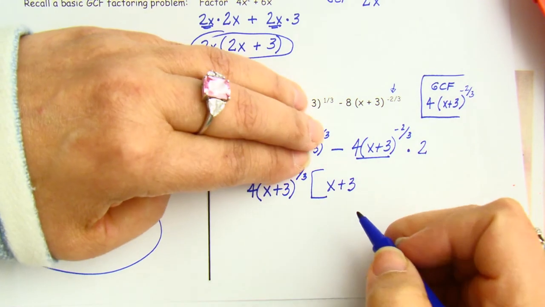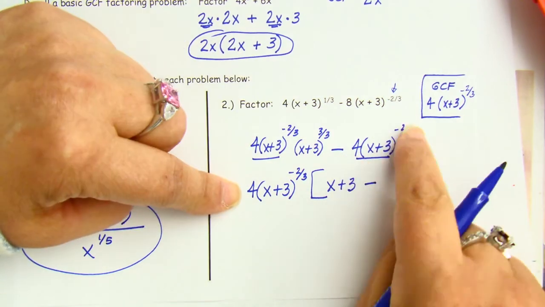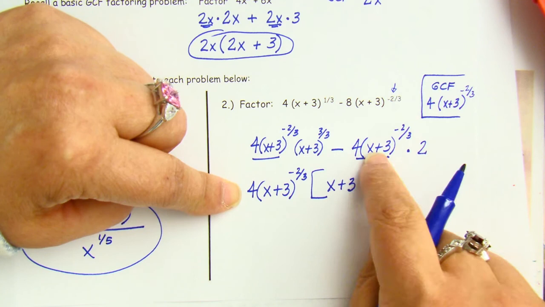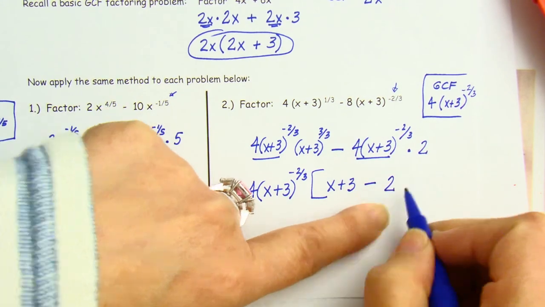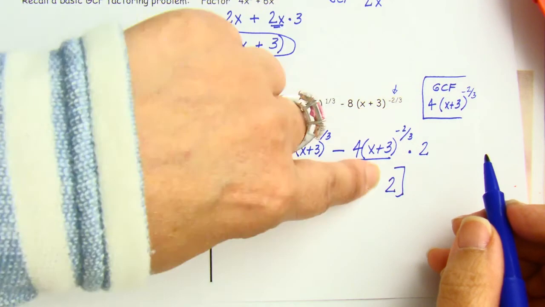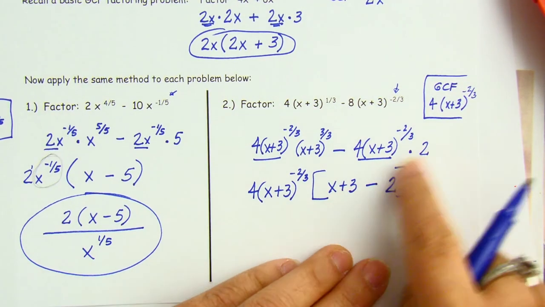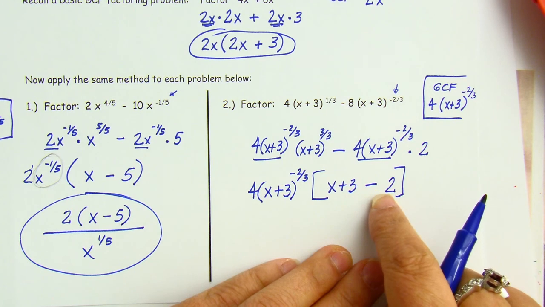All right, my sign is subtract. 4 times x plus 3 to the negative 2/3 power. So I'm going to say this is going to get divided out, and I'm going to bring the 2 down. Sometimes you'll have another quantity here, and when it's subtract, you will have to distribute, so be careful with that.